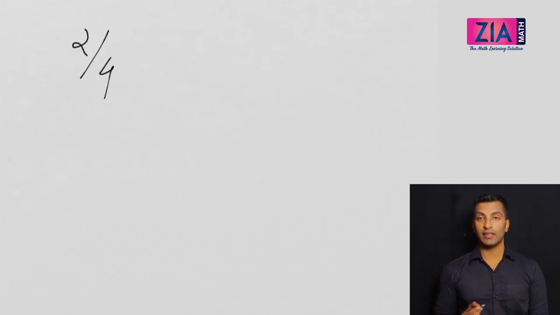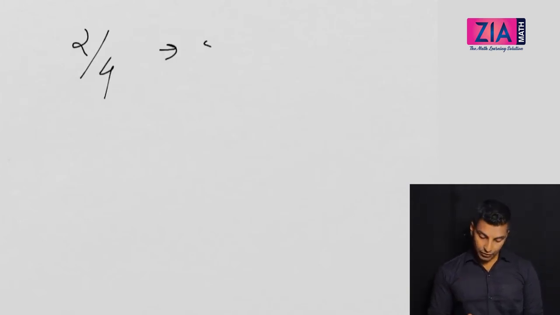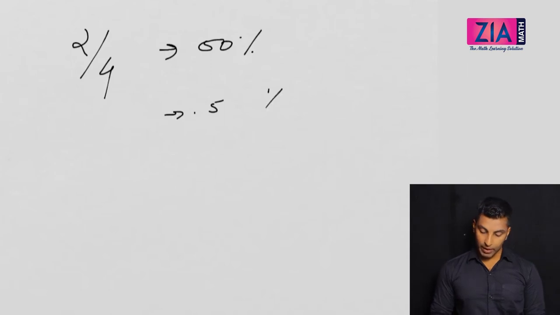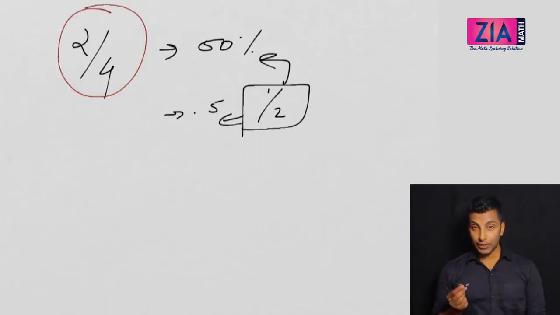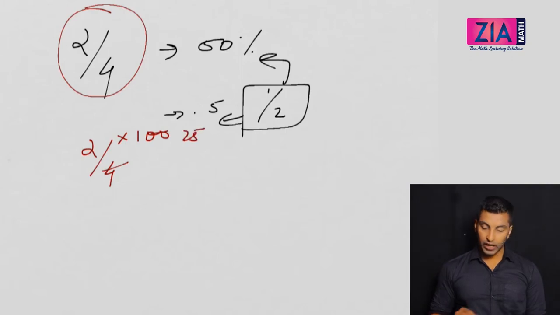Now if you have 2 by 4, this is a fraction, this is a ratio, and it is nothing but 50%, right? 2 by 4 is nothing but 0.5, because this is 1 by 2. 1 by 2 is 0.5 or 50%. So the point is ratio is used for comparison, and ratio can also be understood as percentage. If you need to represent 2 by 4 as a percentage, just multiply it with 100, so you get 50. When you multiply with 100, you can convert it into a percentage.